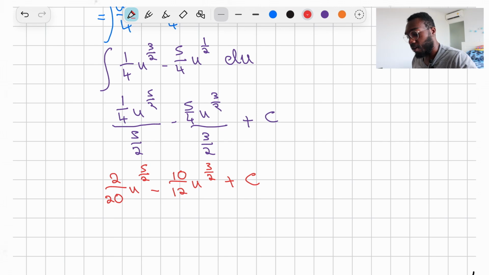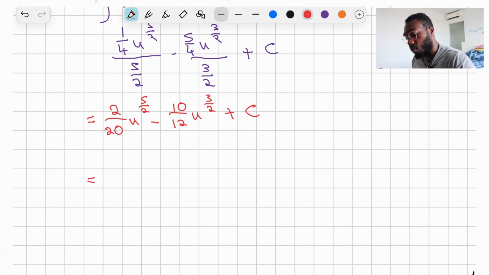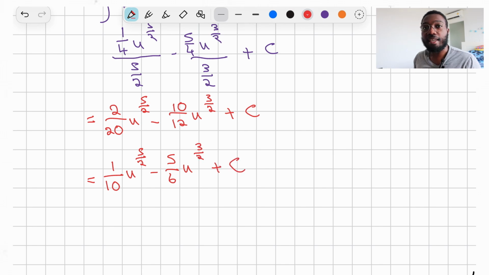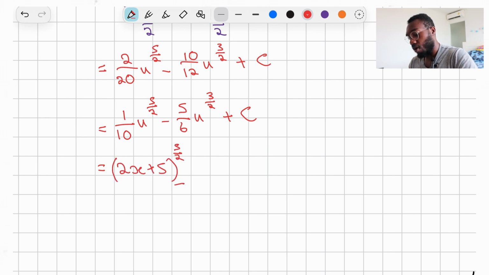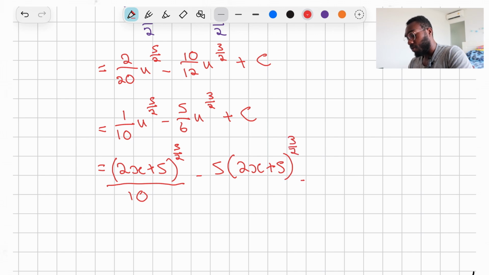If you simplify this down, you are left with 1 over 10 u to the 5 over 2 minus 5 over 6 u to the 3 over 2 plus c. Now at this stage, we can put back in our value for u, which was just 2x plus 5. If we put that back in, it would be 2x plus 5 all to the power of 5 over 2, over 10, minus 5 times 2x plus 5 to the power of 3 over 2, over 6, plus c.